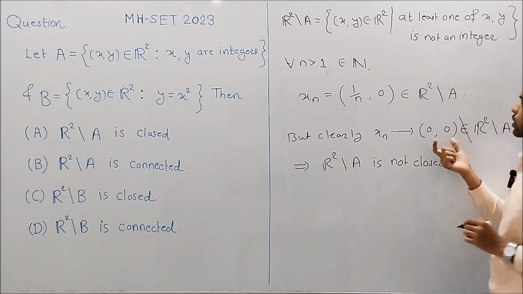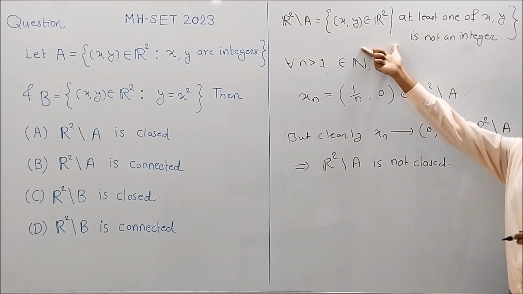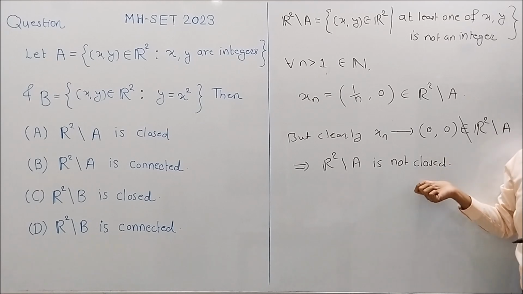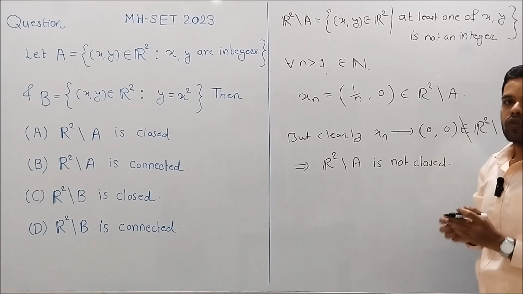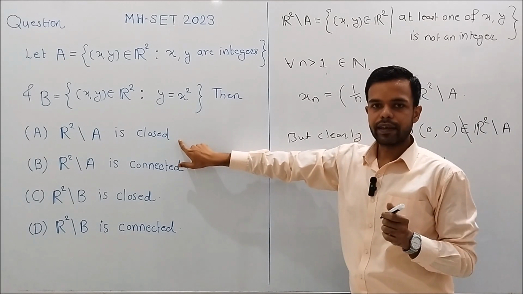Okay, because this will be a limit point of the set R2 minus A, which does not belong to R2 minus A. So R2 minus A is not closed. So the statement in A is incorrect.